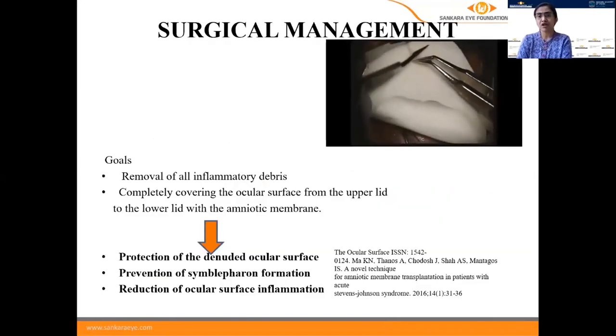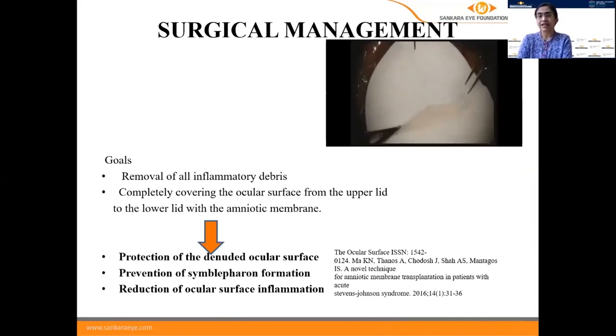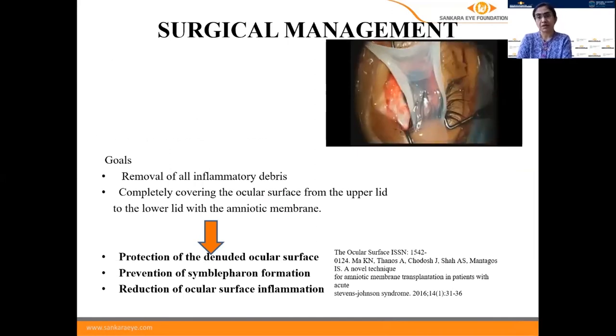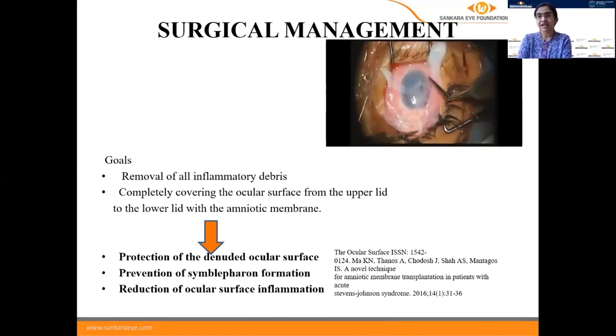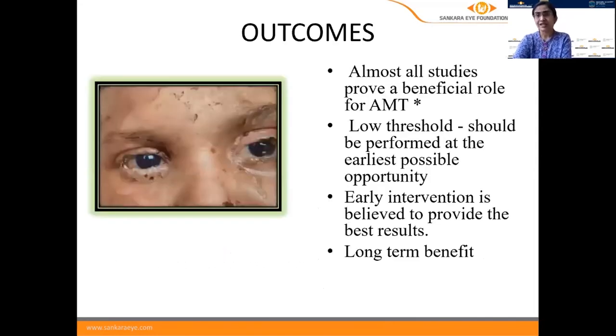Basically here, the most important thing is to remove all the inflammatory debris, remove the pseudomembrane, and completely cover the ocular surface from the upper lid to the lower lid with the amniotic membrane. So this helps to protect that denuded epithelium and prevents symblepharon formation. And also, as we know with its property, it helps the surface inflammation to come down. Thus, it has been known that this is very beneficial in almost all the patients. It has been shown to have a beneficial role, and there has to be a very low threshold.